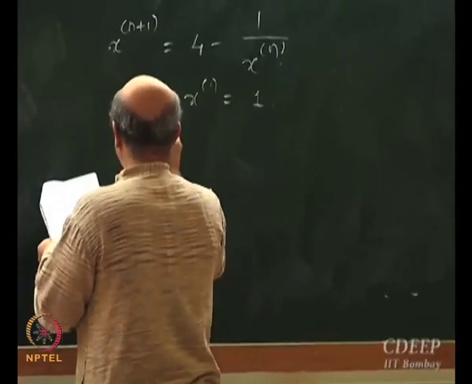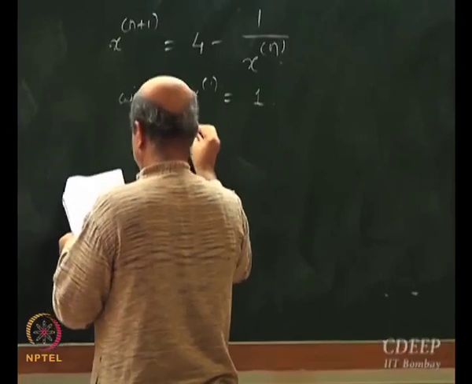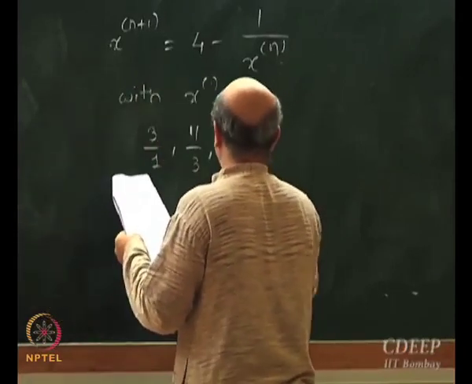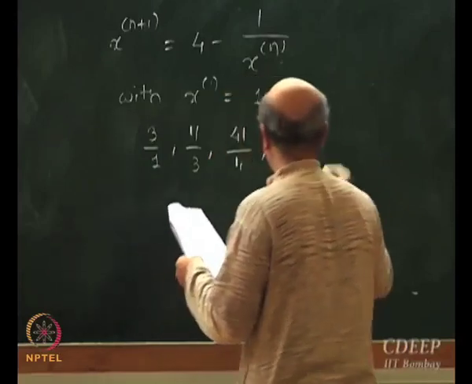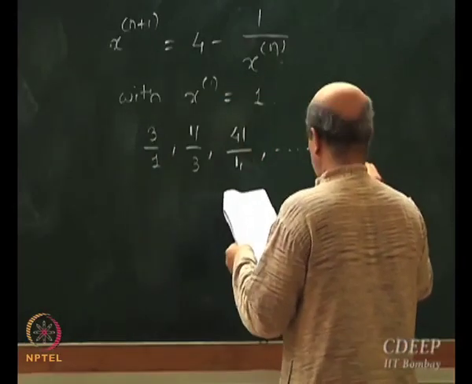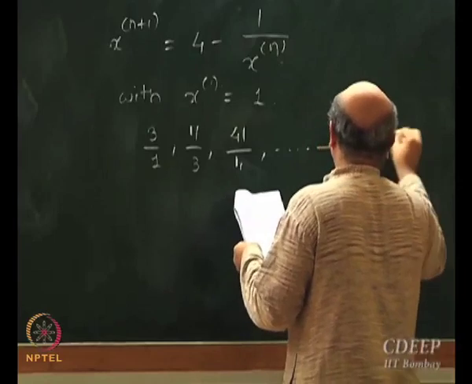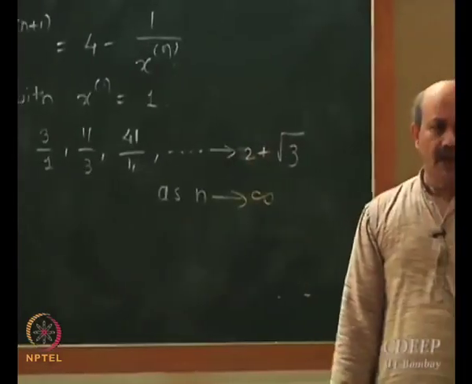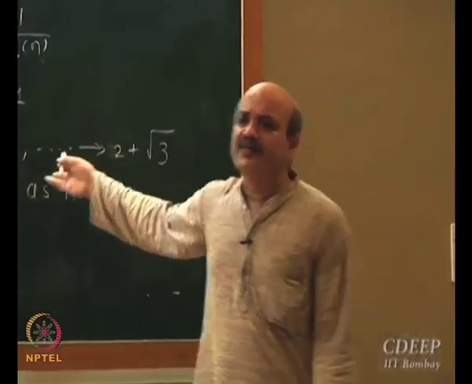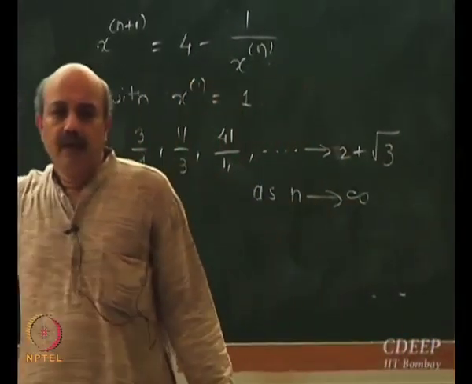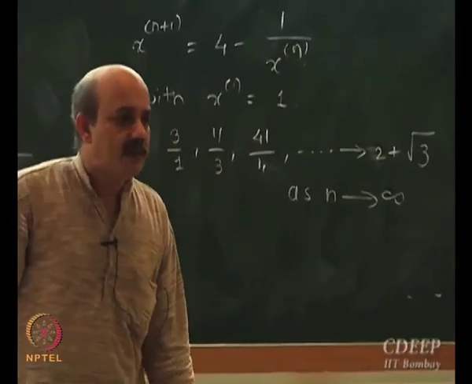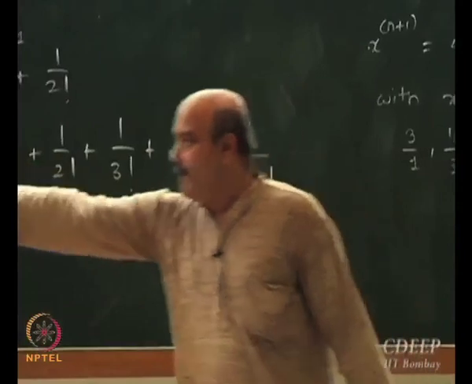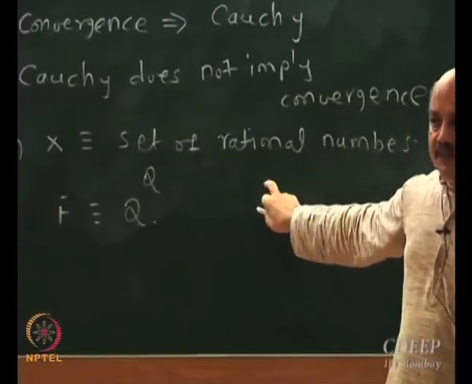So this sequence, that is 3 by 1, 11 by 3, 41 by 11, and so on, it converges to, okay, not a rational number. I can find infinite such examples where you have a convergent sequence, you have a Cauchy sequence, but not converging to an element inside this particular space.